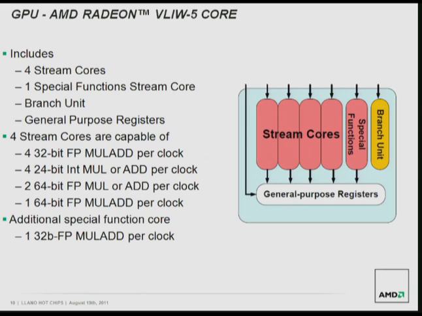So turning your attention to the graphics core, what I wanted to do was focus in on what the fundamental building block of the graphics core is, and I'm not going to get into too much detail of the overall graphics engine. The fundamental building block is what we refer to as the Radeon VLIW5 core. It features 4 stream cores and 1 special function stream core, a branch unit, and a GPR per one of these building blocks. The 4 cores plus the special function core are capable between them of a peak throughput of 10 flops per cycle.